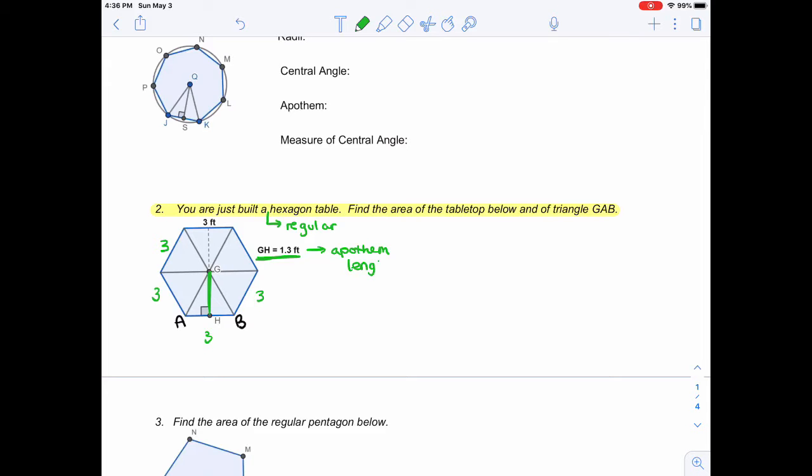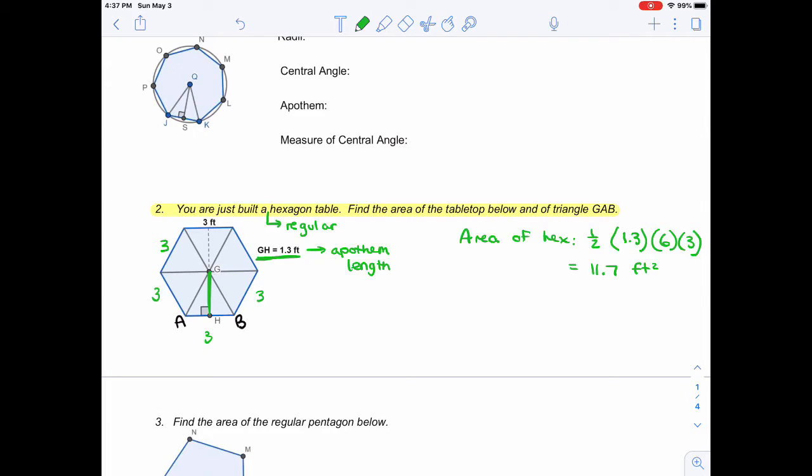So for our area of this hexagon, all right, I will write area of hex. I'm going to do 1/2 times my apothem length, which is that 1.3, times my number of sides, which is 6, times my side lengths, which are 3. So again, I'm going to enter that in my calculator, and if I do all that correctly, I should get 11.7. And again, make sure you have your units, so in this case, feet squared.